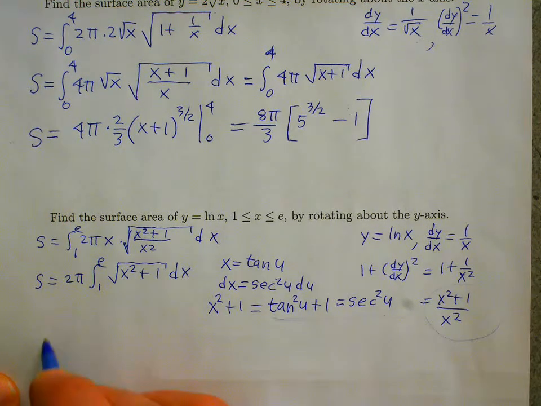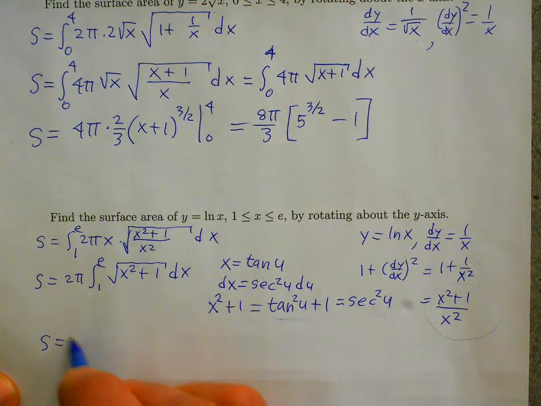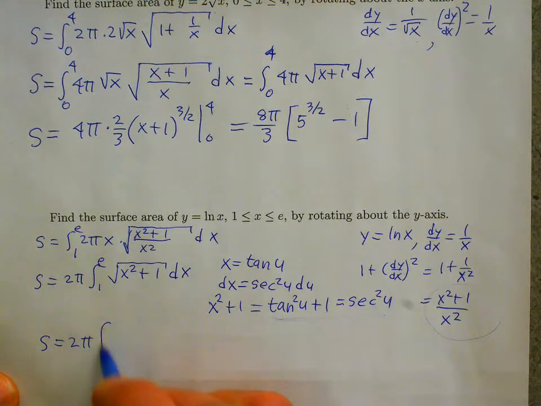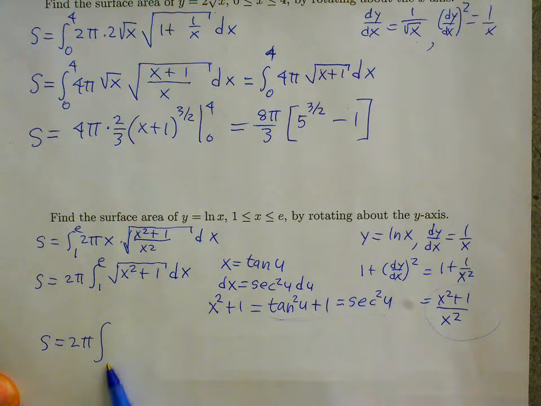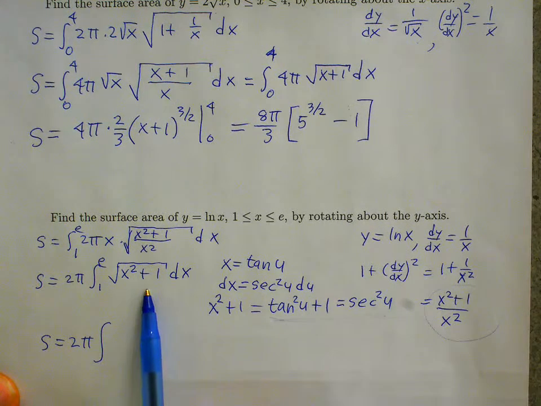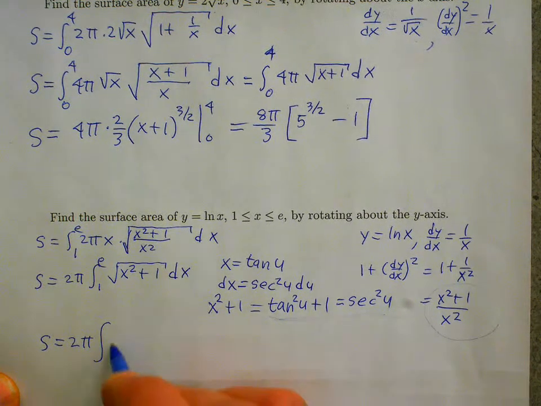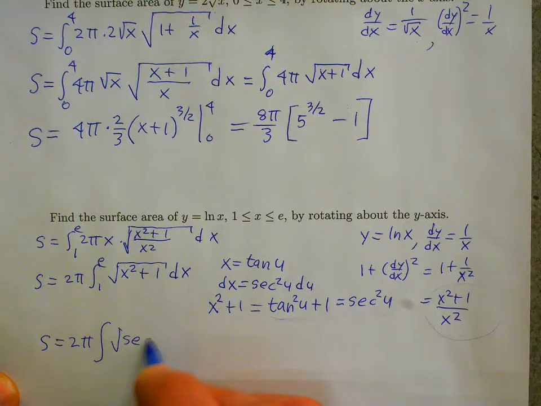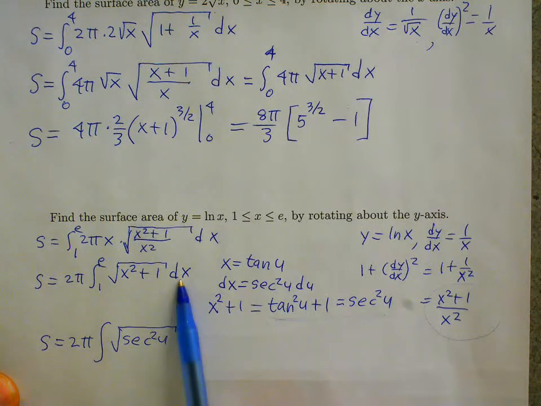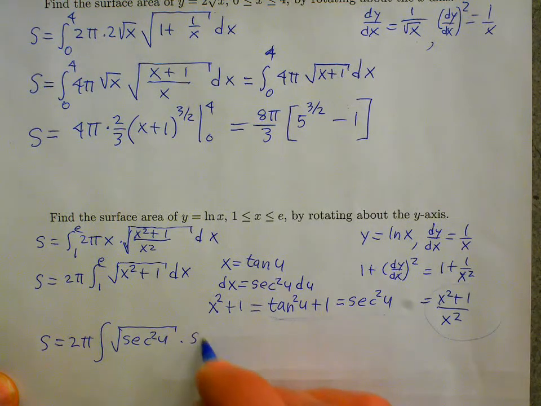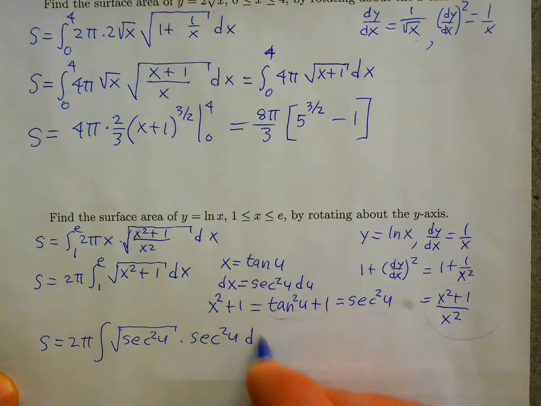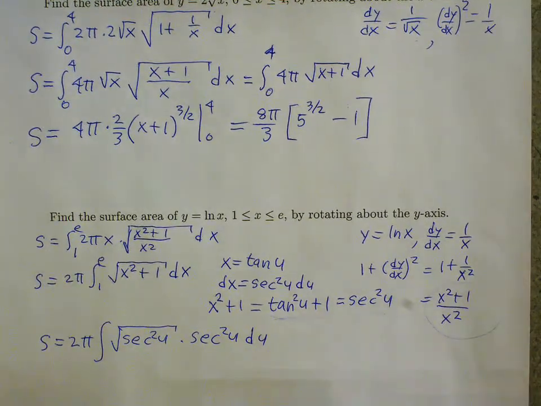So we'll have to change the limits of integration since we're doing this transformation. But since x squared plus 1 becomes secant of u squared, we have the square root of secant of u squared. And then we're replacing dx with secant of u squared. And then the limits of integration.